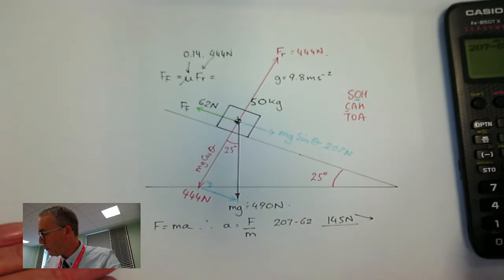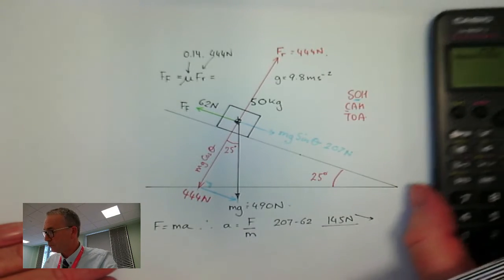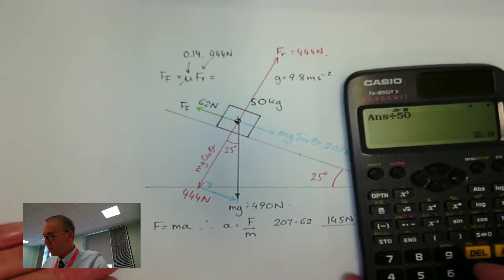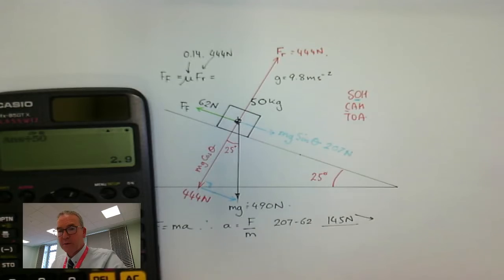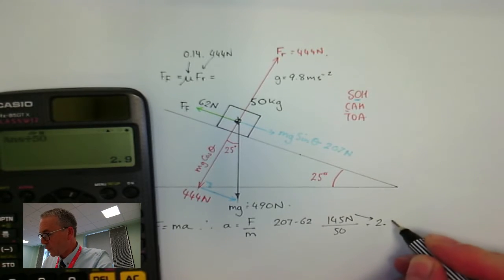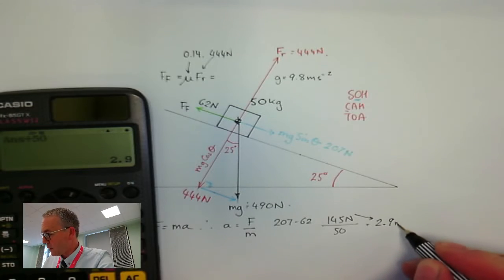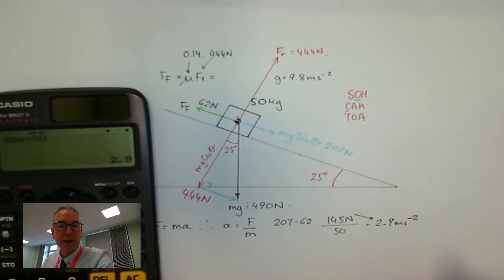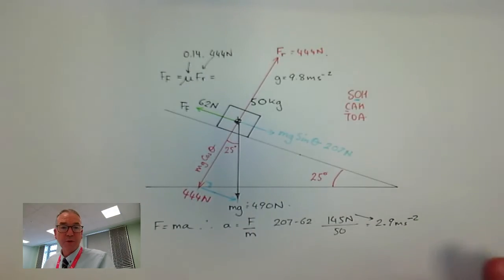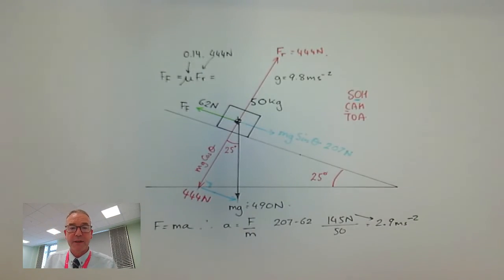And if I divide that by the mass, 50 kilograms, divide by 50, that's going to equal 2.9. So the acceleration is 2.9 meters per second per second. I hope that's useful. There is an example, like I said, in the attached document. There's a video that also supports that and takes you through.